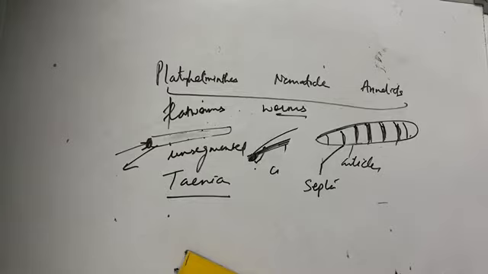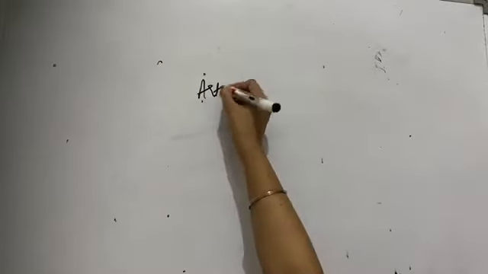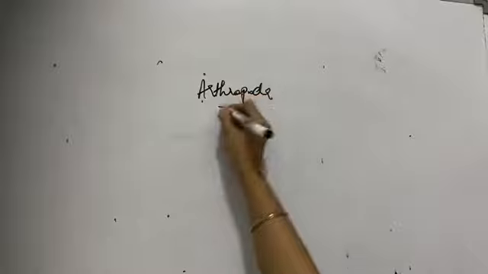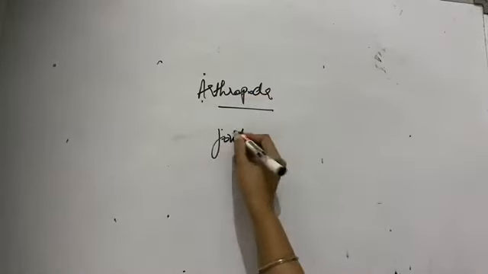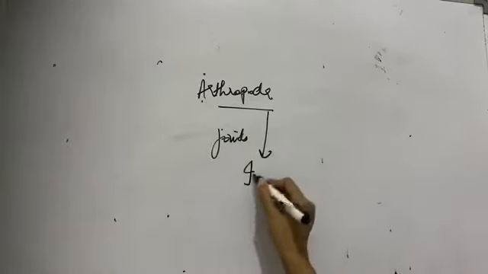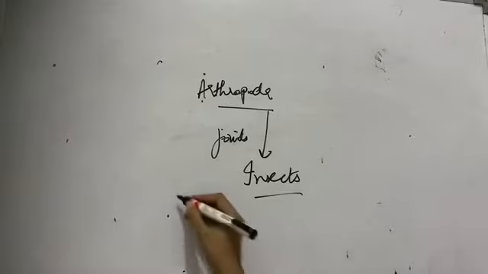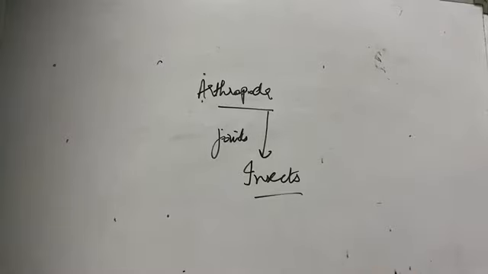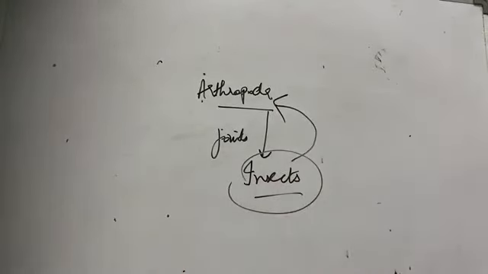And now coming to next, another phylum, which is known as phylum Arthropoda. Phylum Arthropoda. Arthropoda means joints. So these organisms are having joints. It includes all the insects, as well as spiders, the scorpions, centipedes, millipedes, crabs, lobsters. They all come under the phylum Arthropoda.